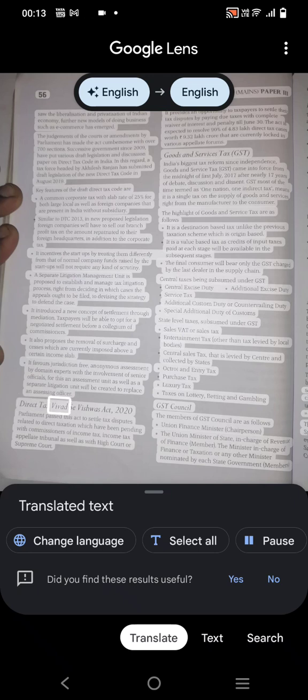Direct Tax Vivad Se Vishwas Act, 2020. Parliament passed this act to settle tax disputes related to direct taxation which have been pending with commissioners of income tax, the appellate tribunal, as well as with the High Court or Supreme Court.